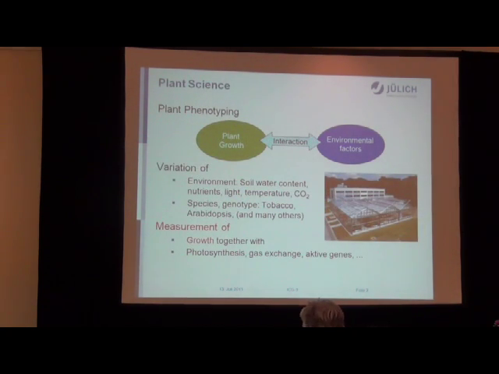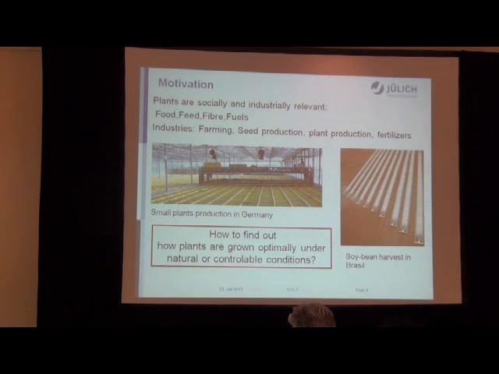In plant science, we are interested in understanding how plants interact in their environment, and the main feature we are interested in is growth. And this is driven by industry for farming and seed production, for example, and they want to know what's the optimal condition for certain plant species to grow, or how can we change the plant that is more optimal for a certain condition.